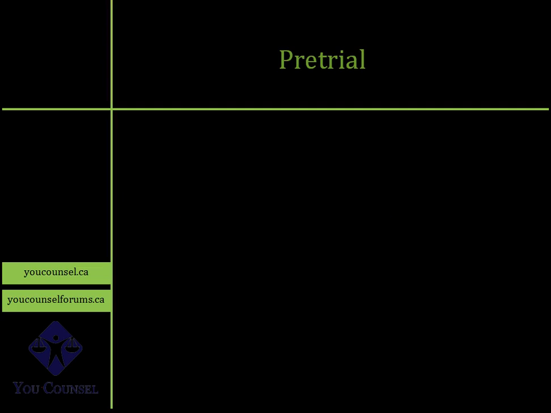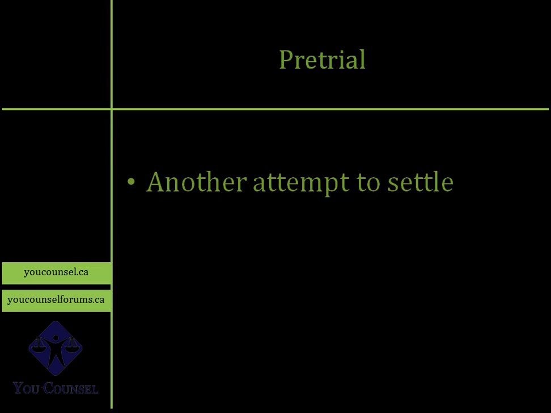If the matter doesn't settle at mediation, you can proceed to pretrial. Pretrial is really another attempt, now in front of a judge, to see if this matter could be settled. When a pretrial is arranged, it's arranged in front of a master or a judge, and the judge will first of all try to see if the parties are willing to resolve the matter, and will try to help those parties come to a resolution.